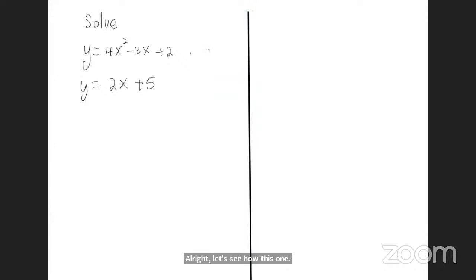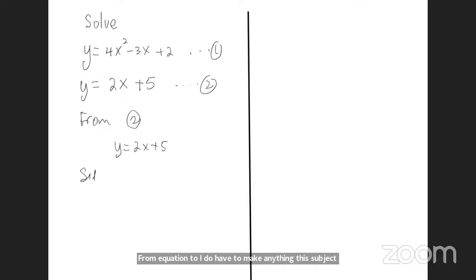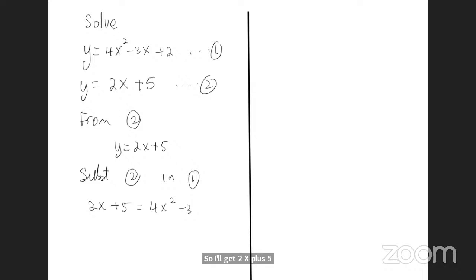Right, so label up your equation 1, 2. Right, so from equation 2, I don't have to make anything the subject because y is already the subject. Next, I'm going to substitute equation 2 in equation 1. So I'll get 2x plus 5 is 4x squared minus 3x plus 2. Right, bring everything on the right side.